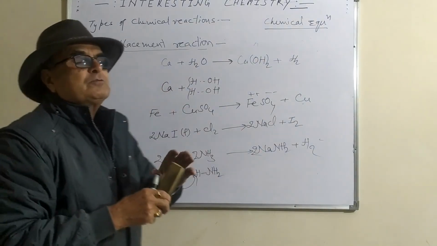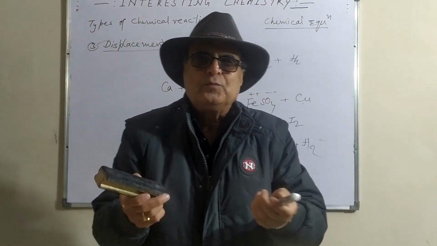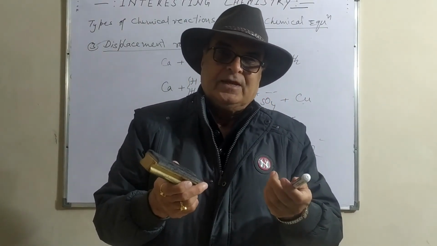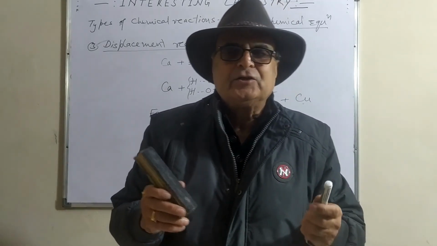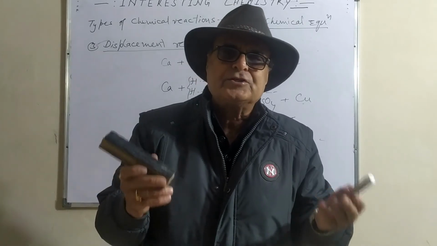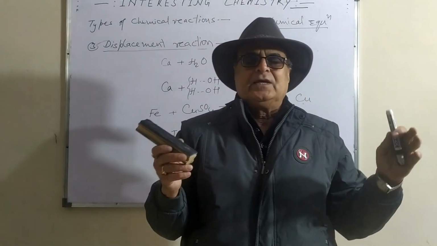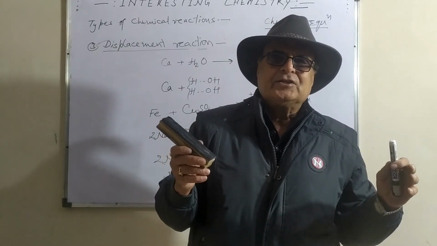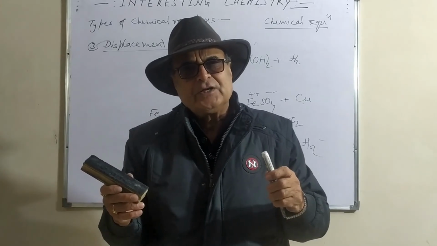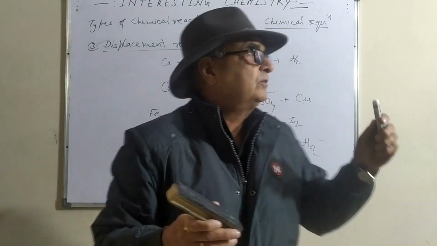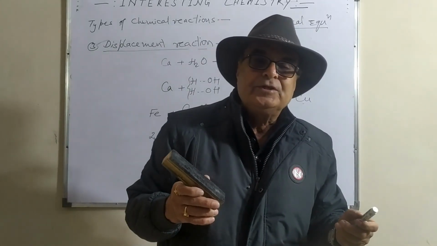So I have told you about the displacement reaction. These displacement reactions tell us about the formation of the real products. So I think you have understood about the displacement reaction. I have told you about 3 types of chemical reaction. One is the combination reaction, second one is the decomposition, and third one is the displacement reaction. So let's end the video.